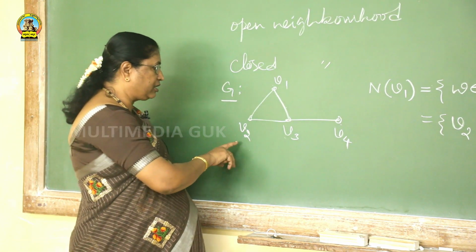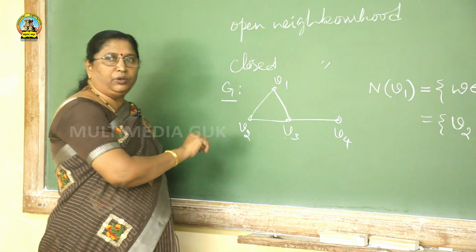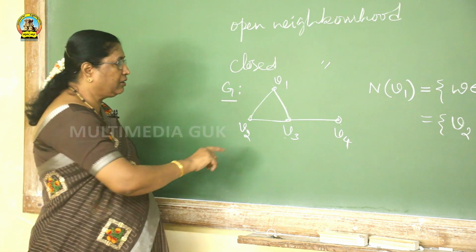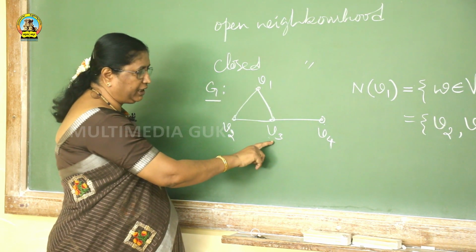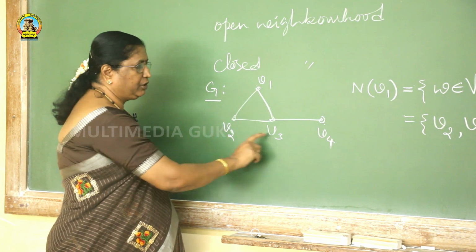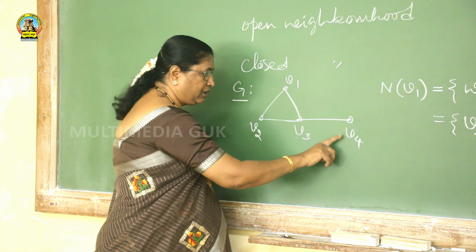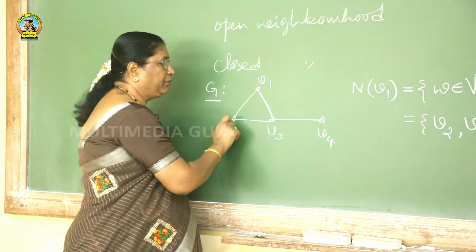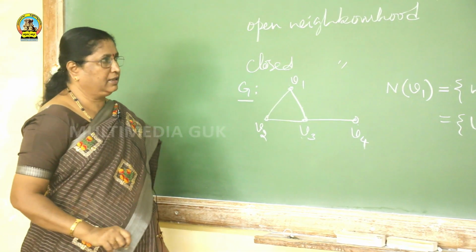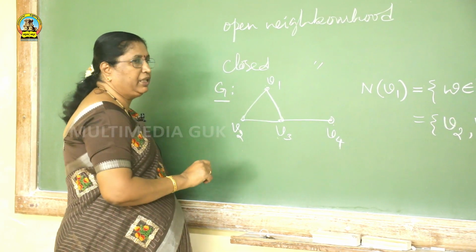Similarly, what is the open neighborhood of V2? The open neighborhood of V2 is V1, V3. The open neighborhood of V3 is V1, V2, V4. The open neighborhood of V4 is only V3. Likewise, we can define the open neighborhood of a vertex. And the closed neighborhood can also be defined.